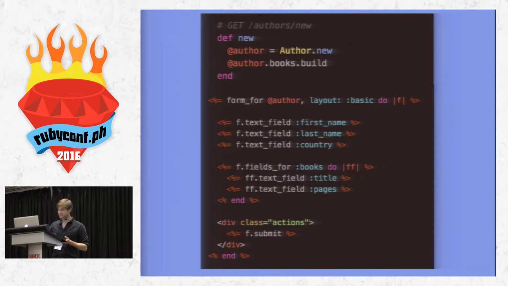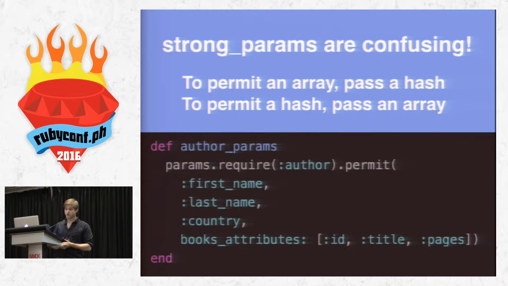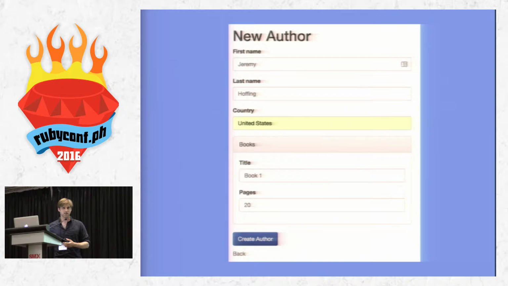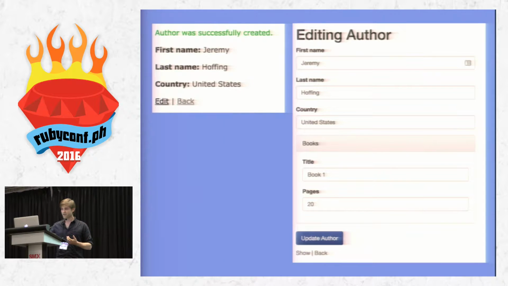But it doesn't stop there. You also have to deal with strong params, and it's pretty confusing. If I want to be able to create books along with author, I have to first say books underscore attributes, and then pass an array of the book attributes. And it's confusing how it's reversed, because I have to permit an array to pass a hash, and I have to permit a hash to pass an array. And so let's go ahead and finally submit this form. And that works. I can go edit the author. I can see it saved the book.